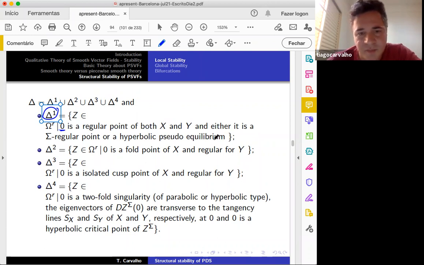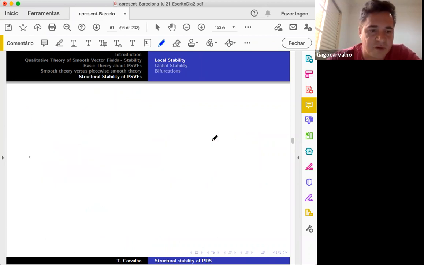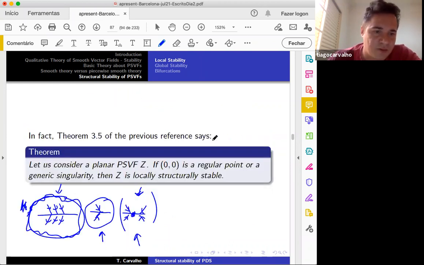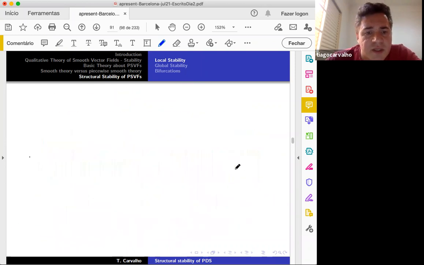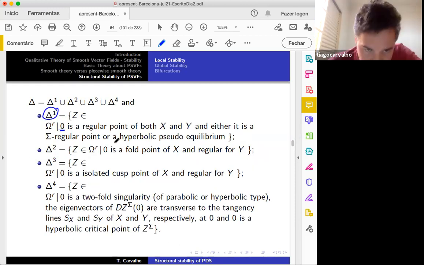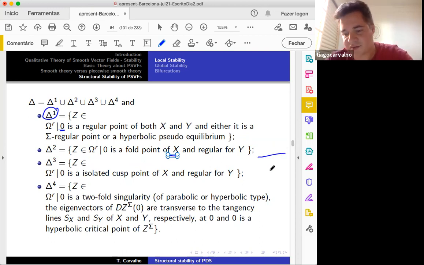It's just the same as what we have here for the planar case, okay? Just the same we have here for the planar case. The set delta 2 is the set of vector fields presenting a fold point of x and a regular point of y, for example. But we are in R3 now.